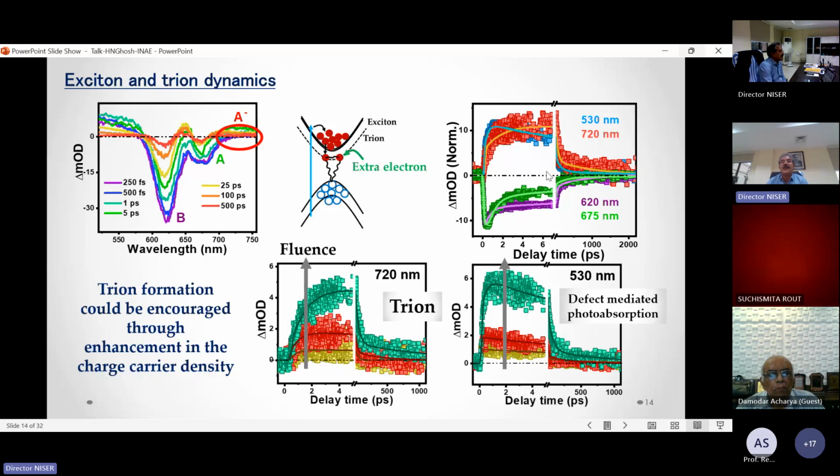We found that the kinetics, actually the formation kinetics, is very different. Yeah, 720 nanometer is very slow. And also we did an intensity dependent study. We found that the 720 nanometer species is basically taking longer time. And actually we have attributed the 720 species as trions, and 530 is basically defect mediated photoabsorption.